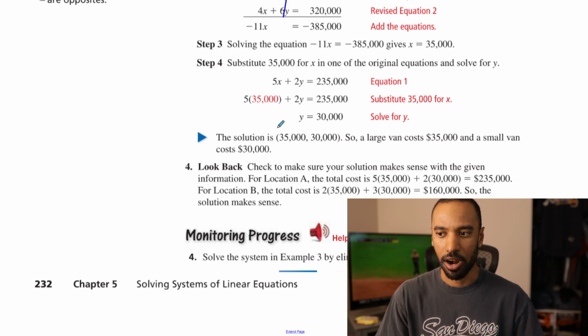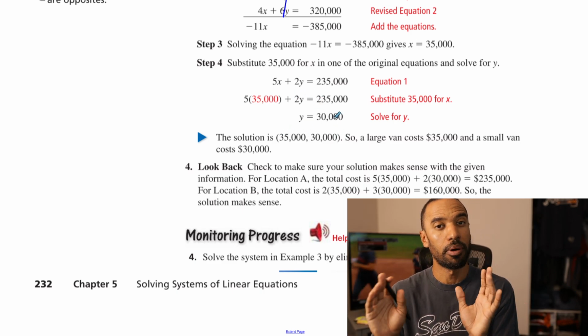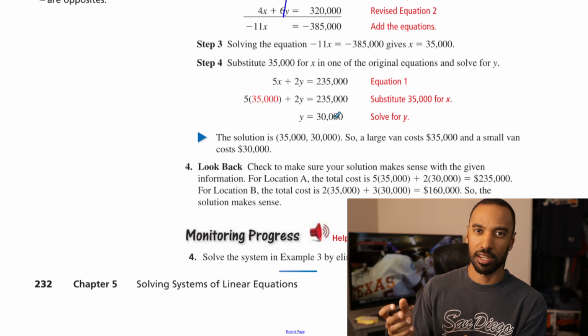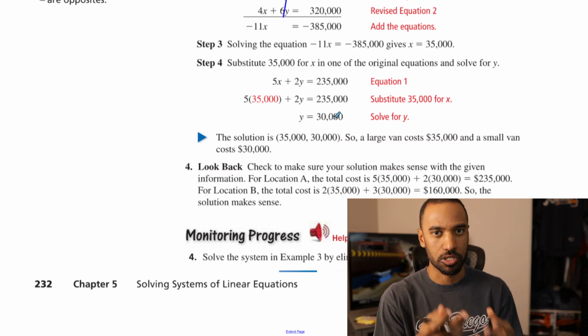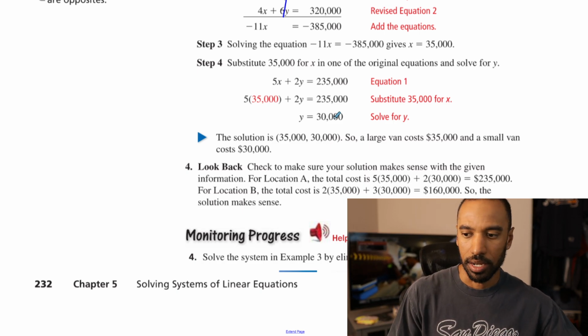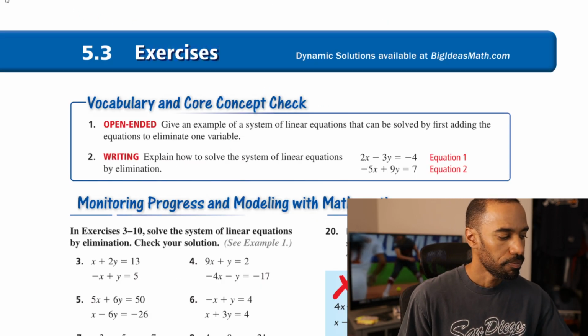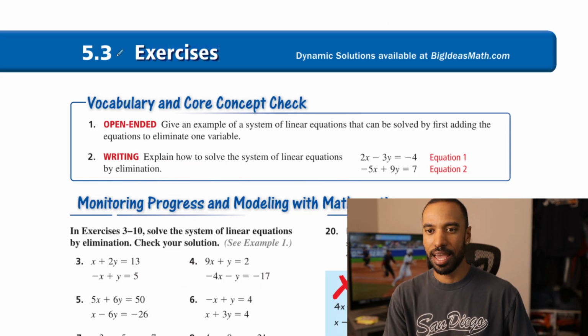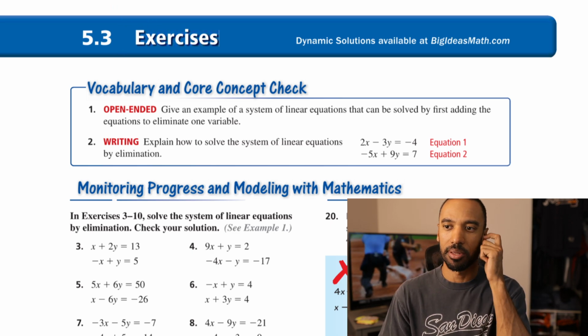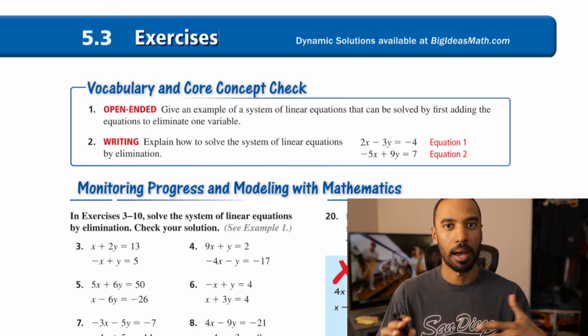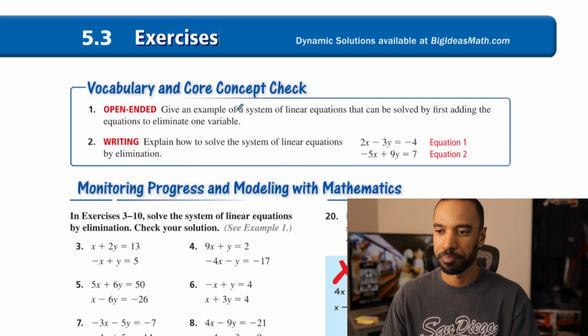Now, they had an ordered pair here of 35,000, 30,000, but it is a word problem. So each large van costs 35,000, each small van costs $30,000, right? Dollars. Okay. Okay, that looks to be the end of the lecture portion. Let's go into the vocabulary and core concept check before we do up to problem number 35 for this set.